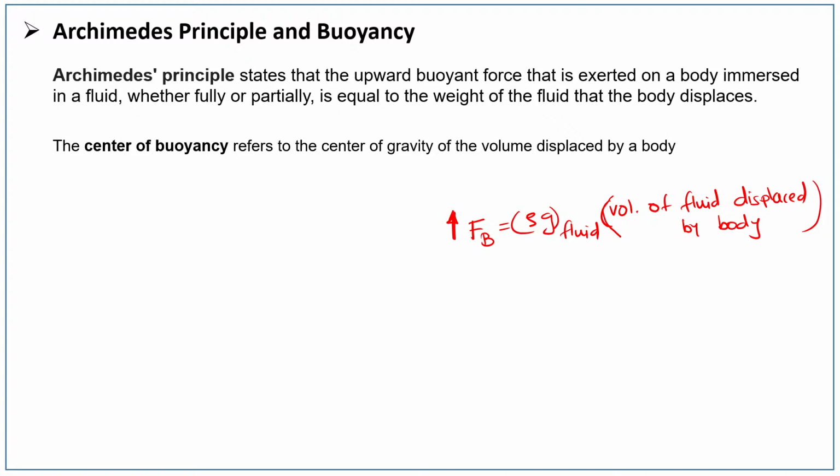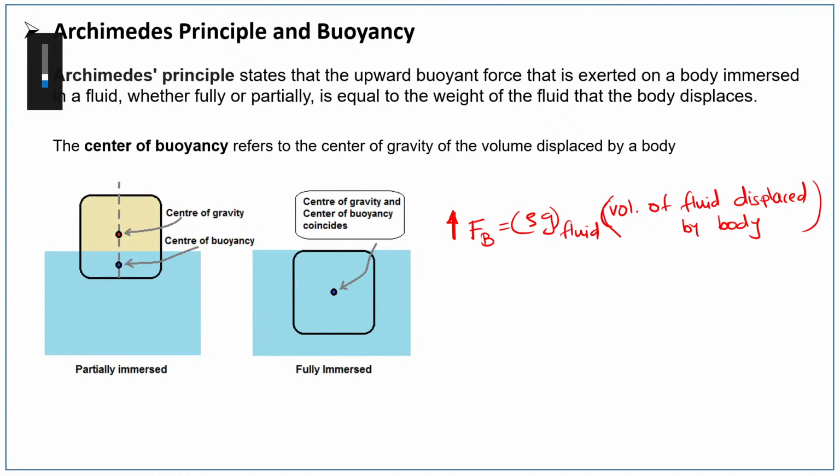Buoyancy force always acts in the vertically upward direction. The point of location is also known as the center of buoyancy. So there are two bodies you can see on screen: a partially immersed body and a fully immersed body.